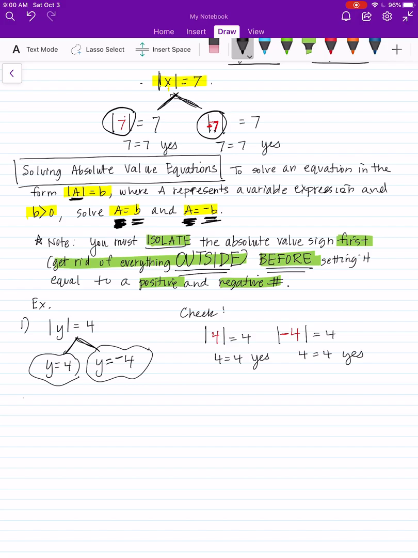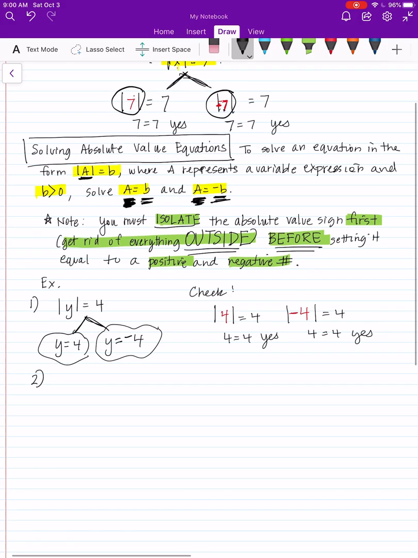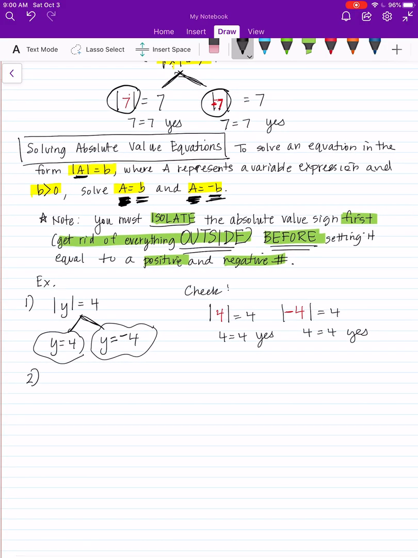So now, that's the most simplistic example I can give you. So let's take it up a notch. Now it's the absolute value of a minus 3 equals 5. Now, this says to isolate, get rid of everything outside. So what I need to do is get rid of this negative 3. And I do it just like as if I were doing an equation like normal.